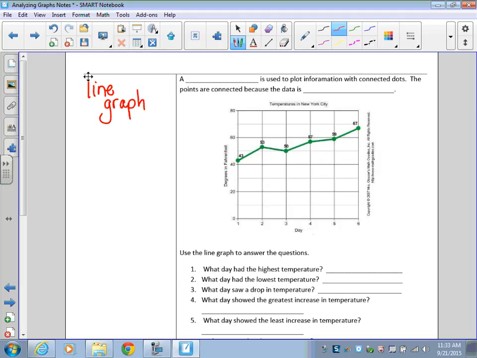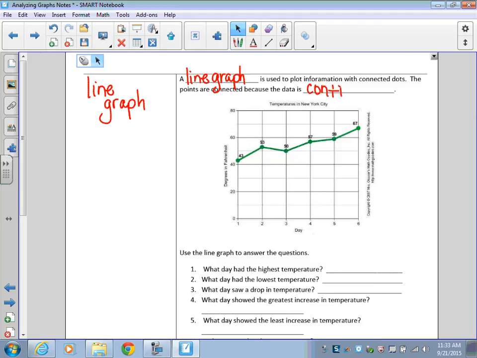A line graph is used to plot information with connected dots. The points are connected because the data is continuous. That means the data moves on and on and on. We're going to write the word continuous. Okay. Now, let's look at this information and answer our questions.